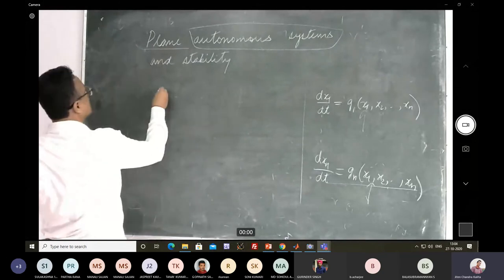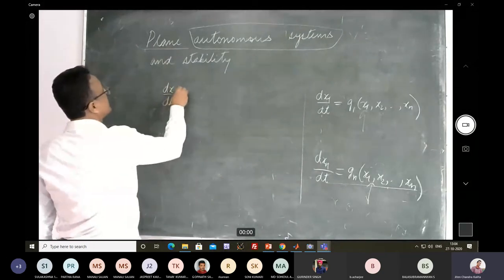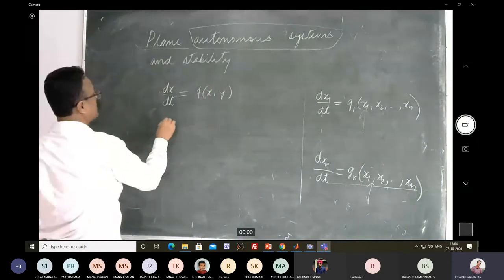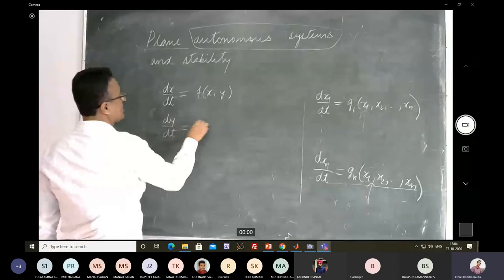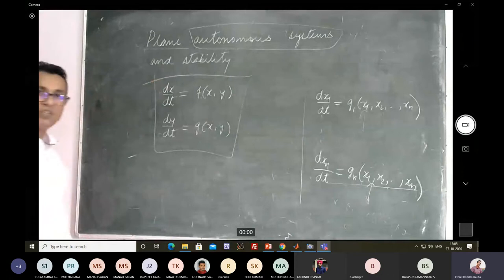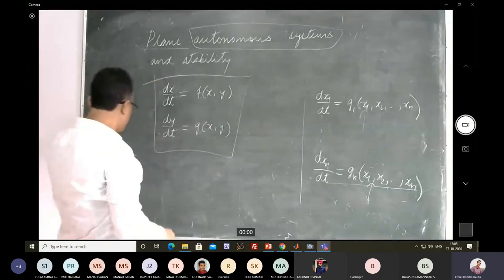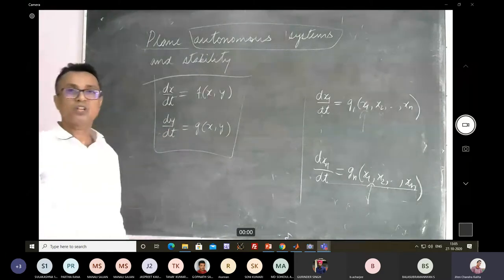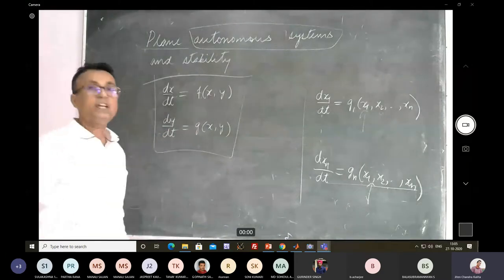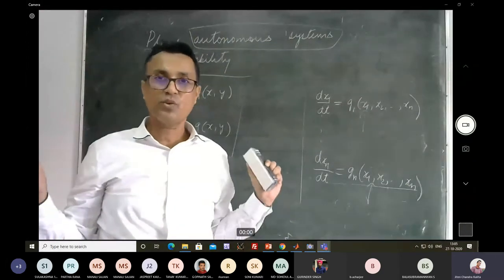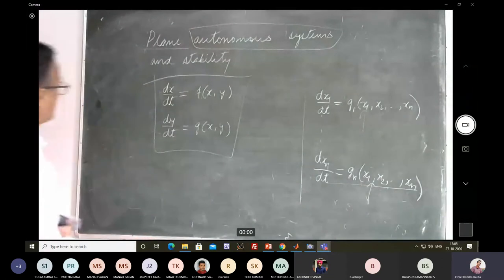If I consider a system of two differential equations, so suppose it is like this, dx/dt equals f(x, y), and suppose this is like this, dy/dt equals g(x, y). So then you know that this is an autonomous system. But besides that, because I have considered it in the two-dimensional plane, this is why this is called a plane autonomous system. Is it okay with everybody? Fine? So far so good, right? Okay. So now, how are you going to visualize it?